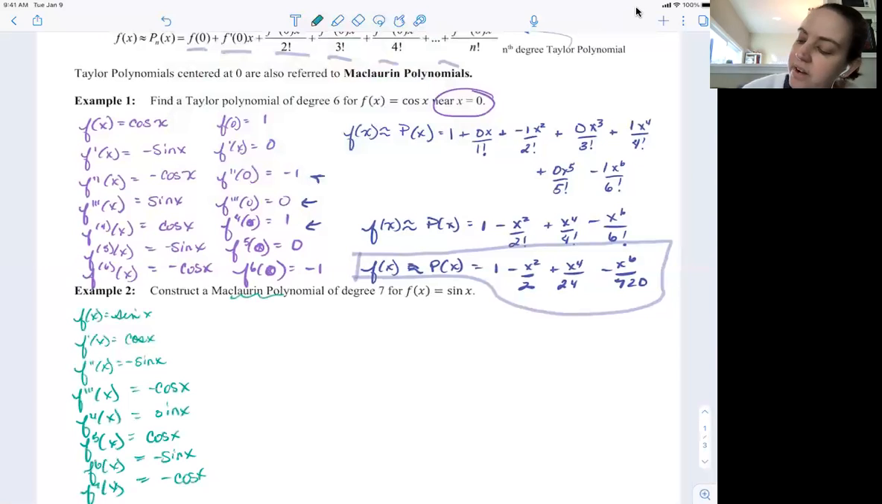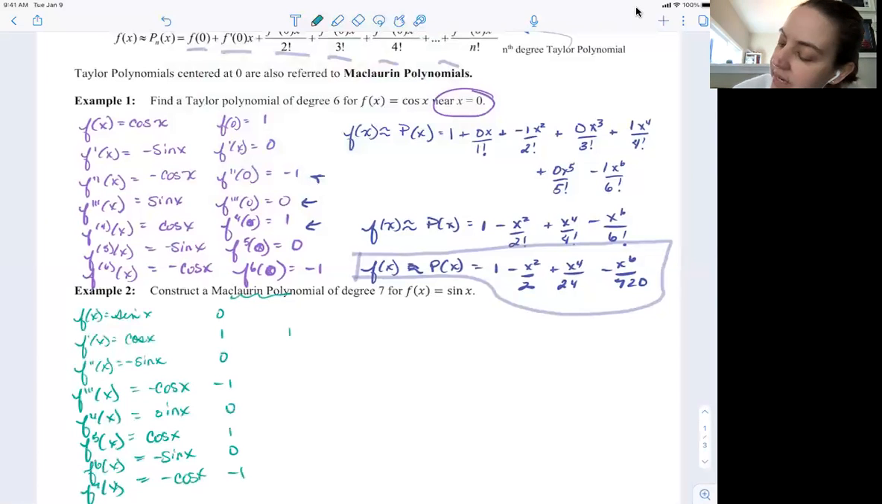Maclaurin, centered at 0. So again, we'll do this at x equals 0 for all of these. Instead of writing out the function notation, I'm just going to write the values. So sine of 0 is 0, cosine of 0 is 1, 0, negative 1, 0, 1, 0, negative 1.